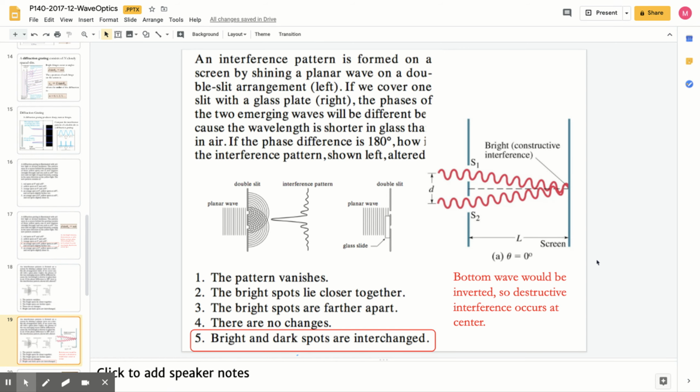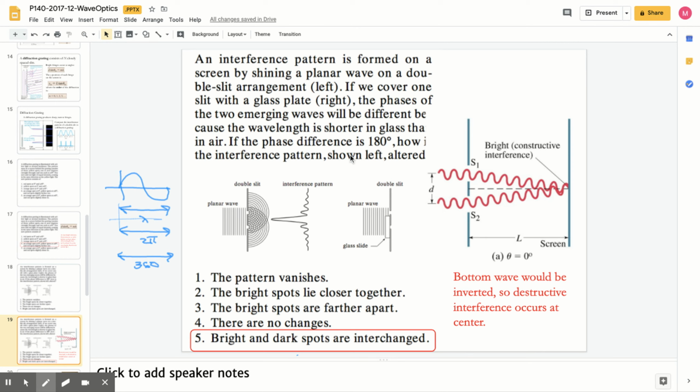So if the phase difference is 180, remember, if I think about a sine wave, this is one wavelength, and this is also 2 pi in phase, and this is also, if we think about the phase of a sine wave, equal to 360.